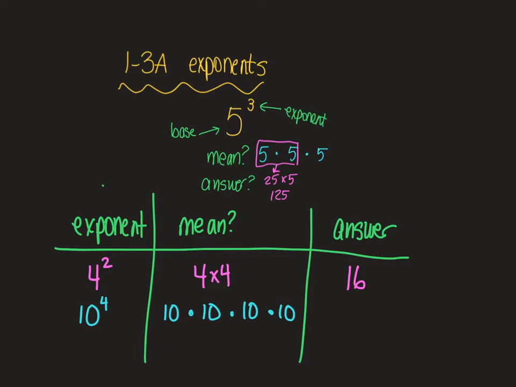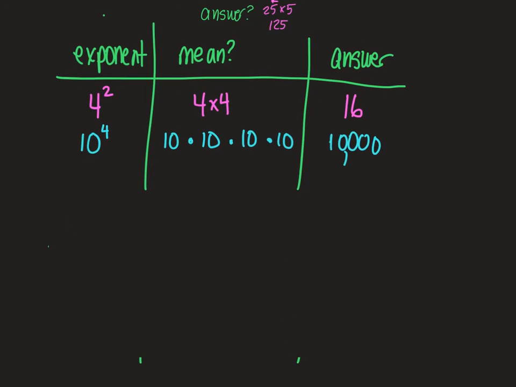1, 2, 3, 4 zeros. Remember, that's an easy way to do that kind of multiplication. So the final answer is 10,000. I have 4 tens, 1, 2, 3, 4, and they are all multiplied together. We're not skip counting, we're multiplying them together. Okay, you try this one by yourself: 2 to the 4th power. What does it mean, and what is the answer? Pause the video, write your answers down, and then hit play.